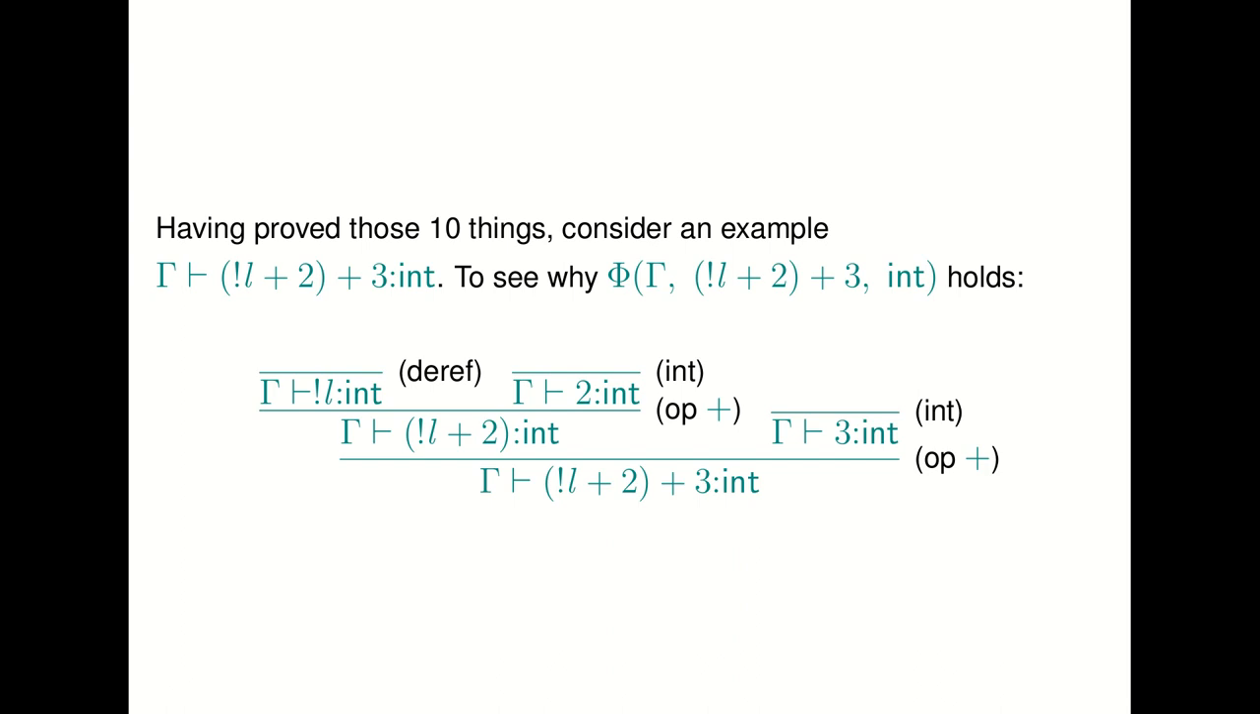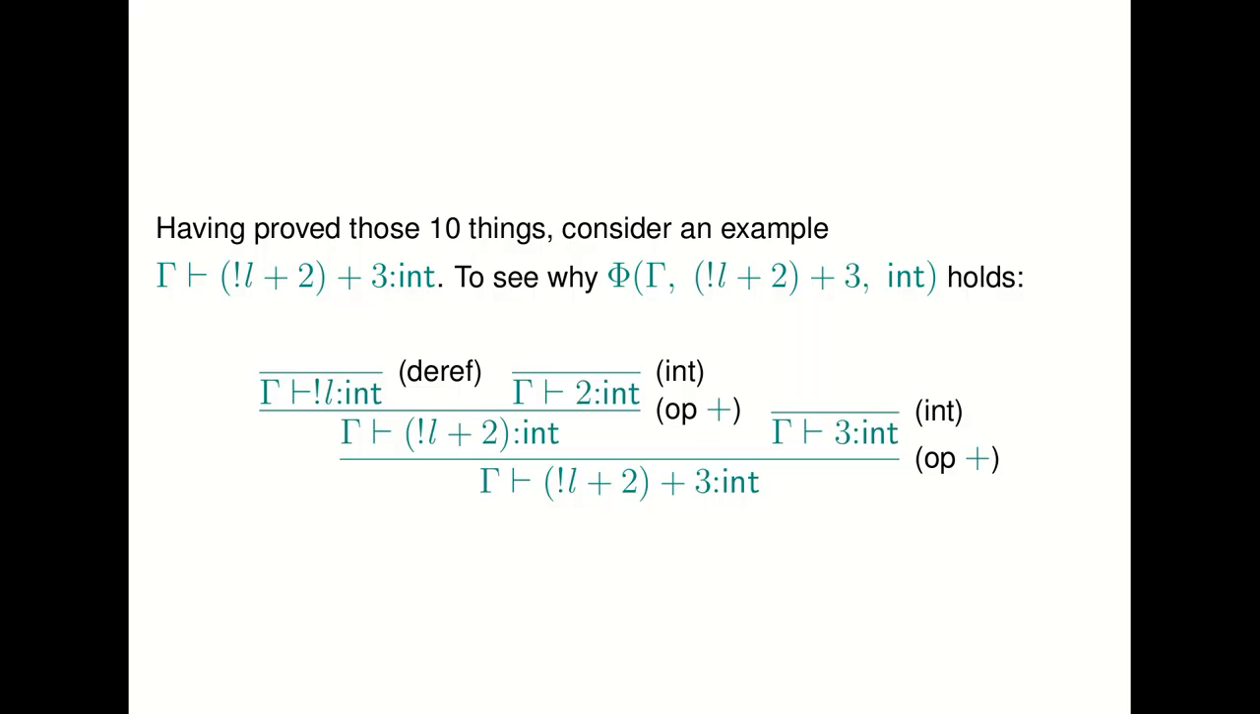And now over here, 2 is a value, so progress holds for the integer. And 3 is an integer, a value, so progress holds for it too. Next, knowing that progress holds for deref L and that it holds for 2, can we show that deref L plus 2 holds? And the answer is yes, because we can use the congruence rule for ops. So we know that bang L plus 2 can take a step if bang L can take a step, and that's just what we got from this assumption about deref.